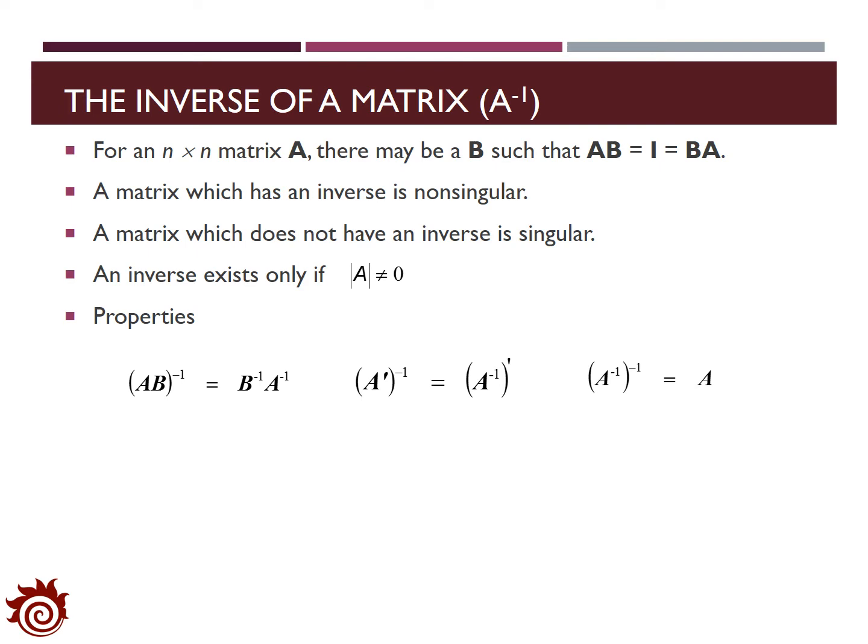It also has some properties. First, the inverse of A times B equals the inverse of B times the inverse of A. And the transpose of A inverse equals the inverse of A transpose. And the inverse of the inverse of A equals A.